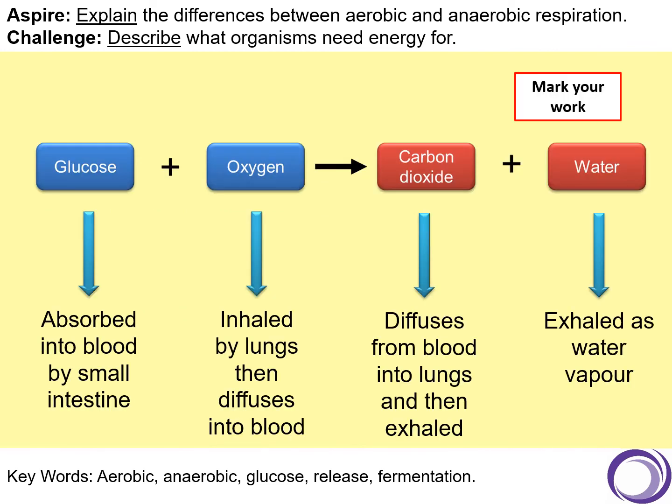Okay, so the answer to the question: where does glucose and oxygen come from and where do we get rid of carbon dioxide and water? Glucose is absorbed into the blood by our small intestine, so we take glucose in through our food. Oxygen is inhaled into our bodies by our lungs and then it gets diffused into our blood. Carbon dioxide diffuses from the blood into the lungs and then is exhaled out into the atmosphere. And water can be lost in many ways. It can be lost in our urine, it can be exhaled as water vapour, and also we can lose it out of our bodies as sweat.